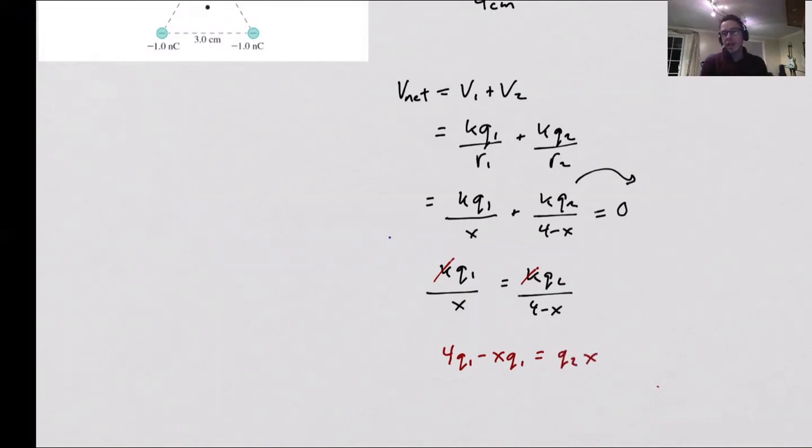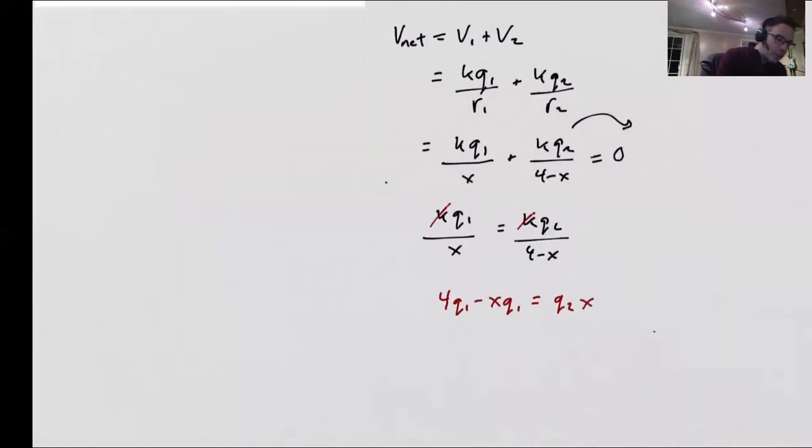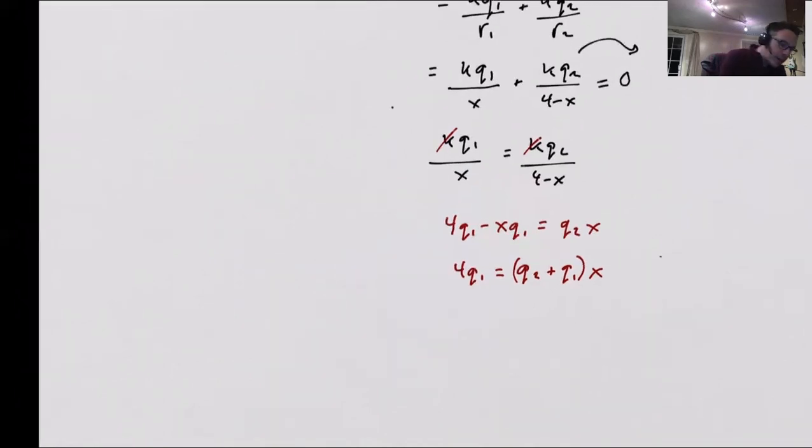We have x's on both sides of the equation, so we've got to bring all of the x's together. So I'm going to add xQ1 to both sides. We see that 4Q1 is equal to Q2 plus Q1 in parentheses, times x, because I factored out the x when I brought the xQ1 over to the other side. Okay, now the last thing to do before solving for x: we see that x is nothing more than 4Q1 divided by Q1 plus Q2, and that equation now is very simple because Q1 is just 3 nanocoulombs, Q2 is negative 1. So we plug those in. Oh, I'm sorry, I'm lying to you.